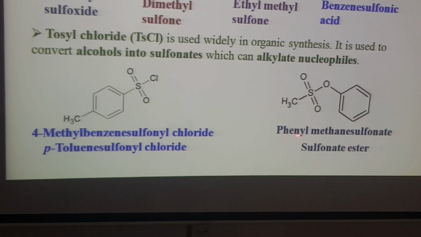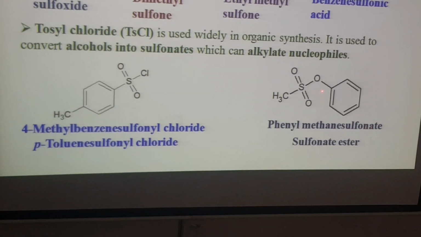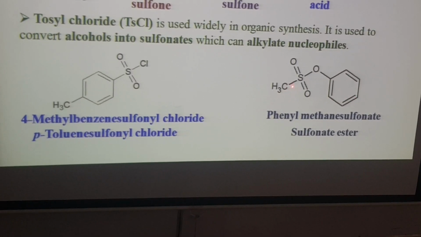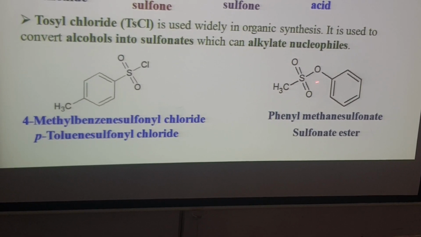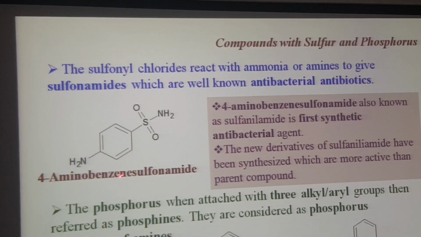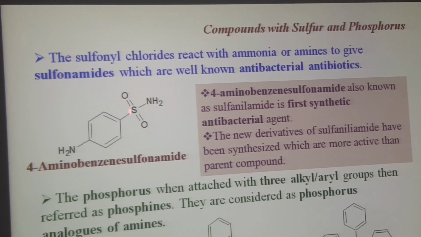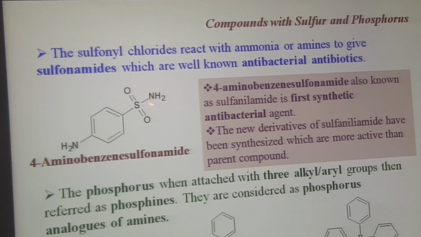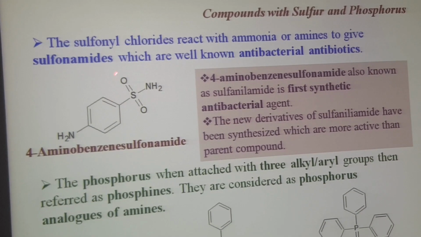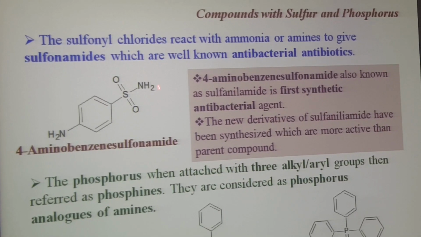So it is phenyl methane sulfonate. This is the substituent phenyl, and this is methane sulfonate. So this is sulfonamide. When Cl is replaced with NH2, this functional group is known as sulfonamides. Sulfonamides are well known for their antibacterial action.